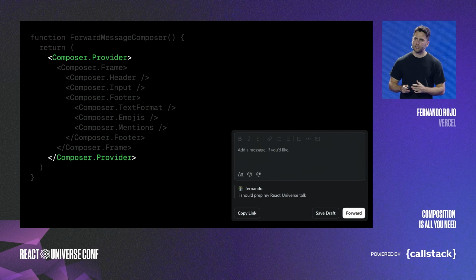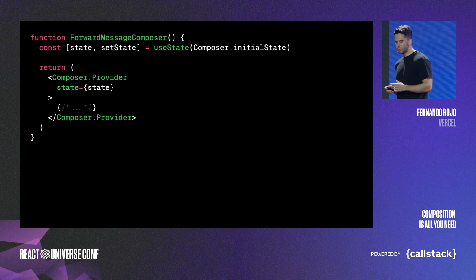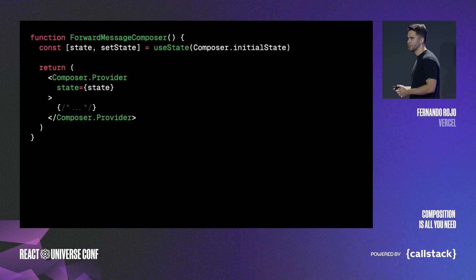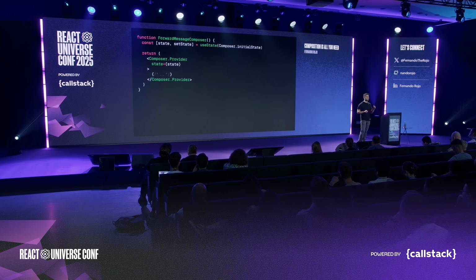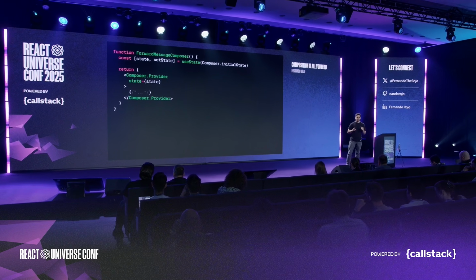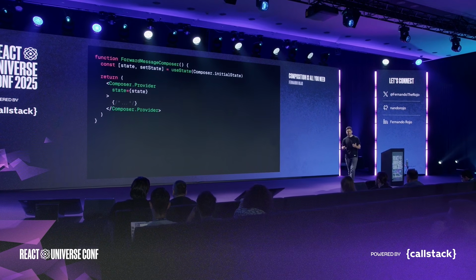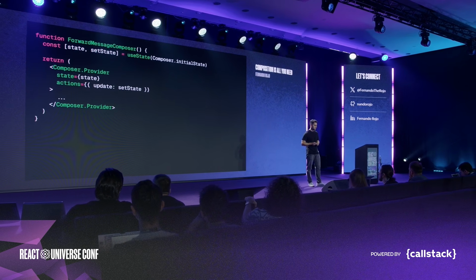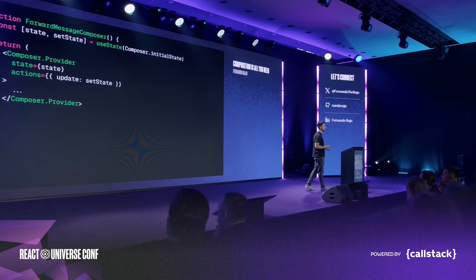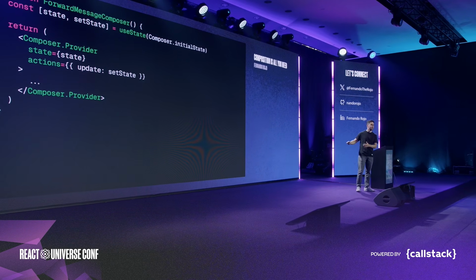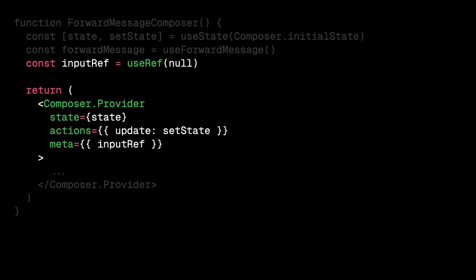Well, that's where the provider comes in. The context provider defines the common interface used by its children, including state and actions. But the implementation itself is only handled by the component which renders the provider. Since our forward message modal is ephemeral, in this case, we can just reach for useState. The provider will also define generic actions like update, and in this case, we implement that with setState. But in other cases, you could actually use any state handler you want here. I even like passing a meta property for anything that lives outside of the internal state.